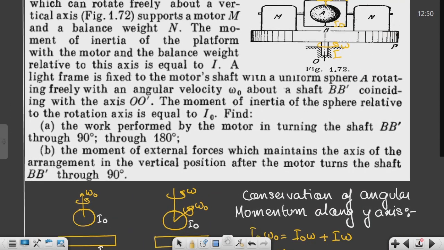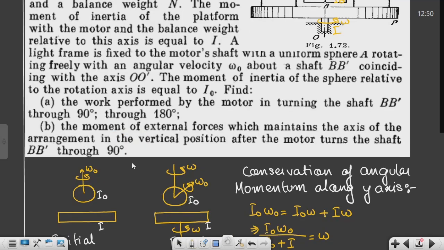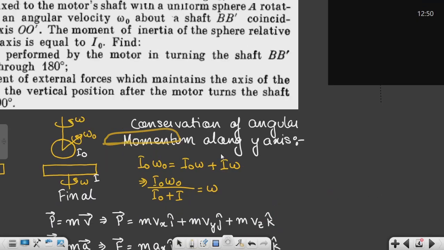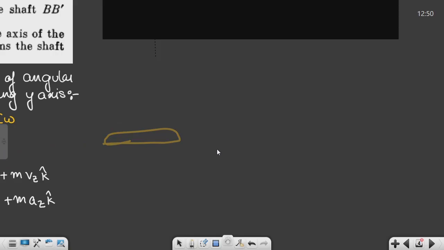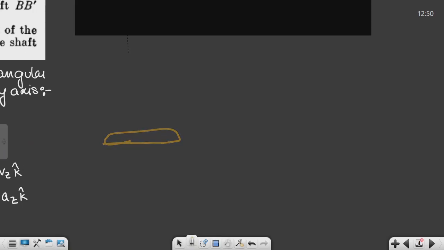Now the second part of the question. Second part of the question is the work performed if I turn it by 180 degree. So same type of diagram, but initial and final position would change. So I'm doing the question out here. There is a sphere with moment of inertia I naught. It was initially rotating with angular velocity omega naught in this direction, and this was the platform. Platform was not rotating with anything. This was initial.